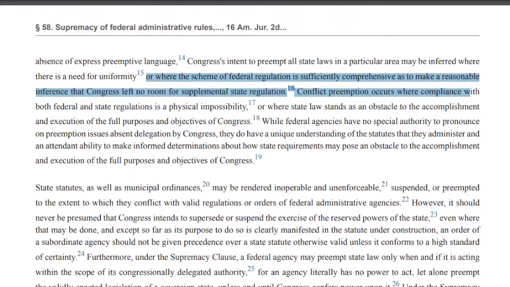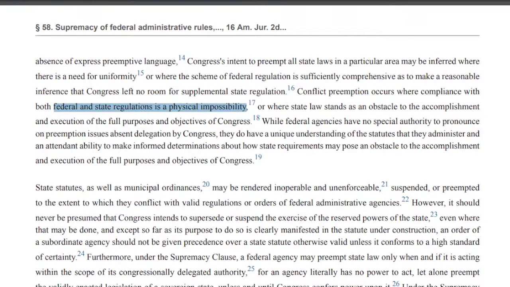Conflict preemption occurs when compliance with both federal and state regulations is a physical impossibility. Remember, that's one of the preemptions permitted for the Supremacy Clause to nullify a state regulation. So if compliance with both federal and state regulations is a physical impossibility, that's called conflict preemption, or where state law stands as an obstacle to the accomplishment and execution of the full purposes and objectives of Congress.